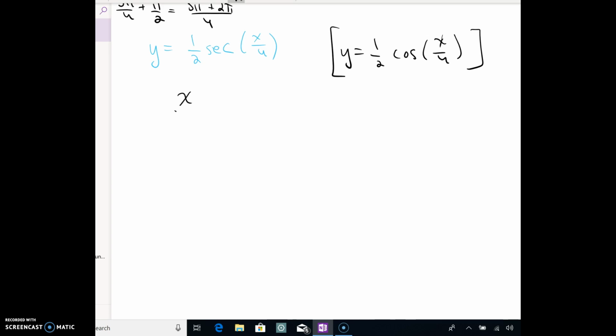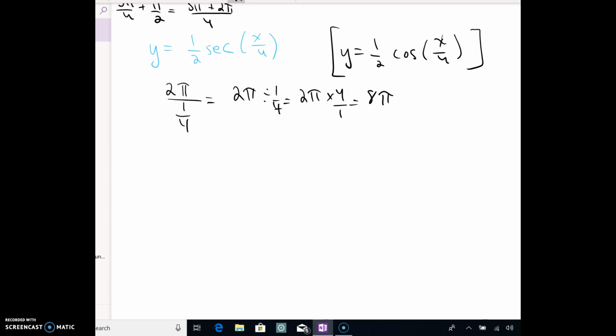Again, the first thing we're going to do here is figure out what our period looks like. I don't have any type of phase shift in here, but I do have an issue with my period because we are multiplying our argument by 1/4. So remember, the period is going to be 2 pi divided by whatever number is stuck to our variable. So it's 2 pi divided by 1/4, which is the same thing as 2 pi times 4 over 1, and that's the same thing as 8 pi.